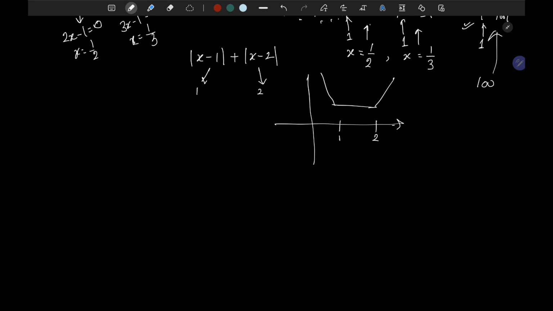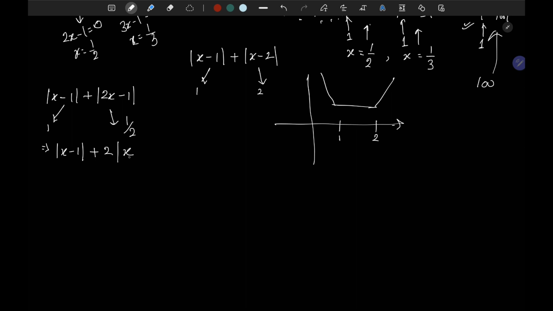Now if we take another function like this one, modulus of x minus 1 plus modulus of 2x minus 1, what are your critical points? For this modulus the critical point is 1, and for this one the critical point is 1/2. And now we will try to rearrange this function, because we want to have the coefficient of x as 1 within a particular modulus in our function. So what we would do, we would take 2 common from here.